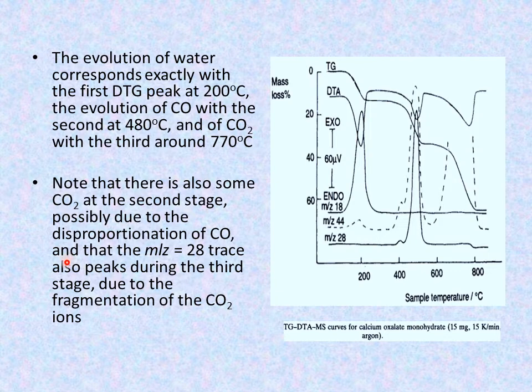And we can also see that the mass to charge ratio 28 trace also peaks during the third stage. This one is the peak for carbon monoxide, and this is the real position of this peak, but a little peak of this one also appears at the position of carbon dioxide, and this may be due to the fragmentation of carbon dioxide, that is, the carbon dioxide may be broken into carbon monoxide and atomic oxygen. So that is why a little peak of carbon monoxide appears at the position of the CO2 peak as well.